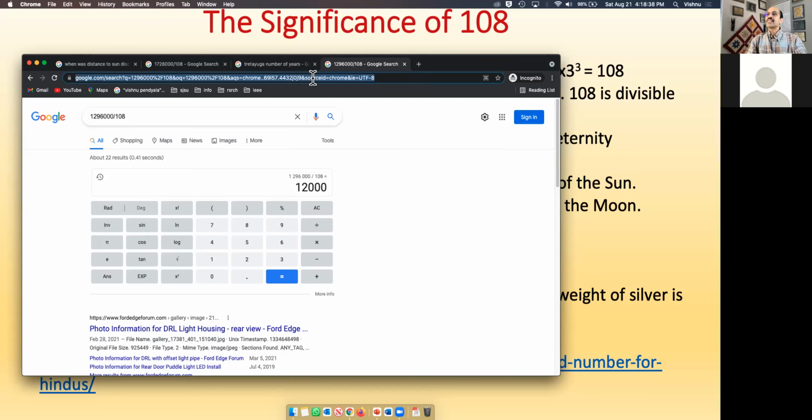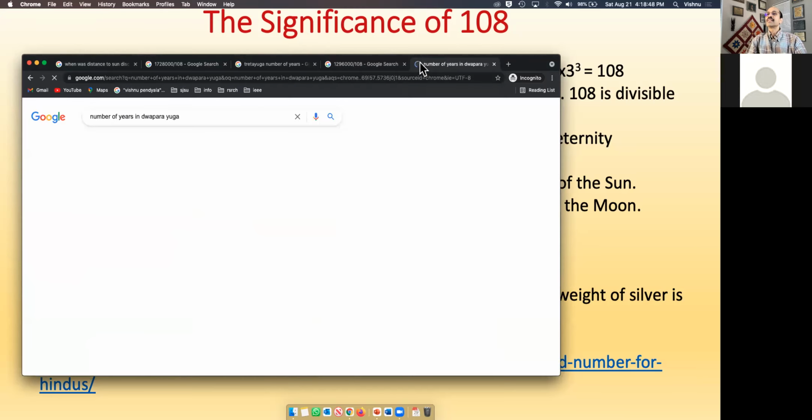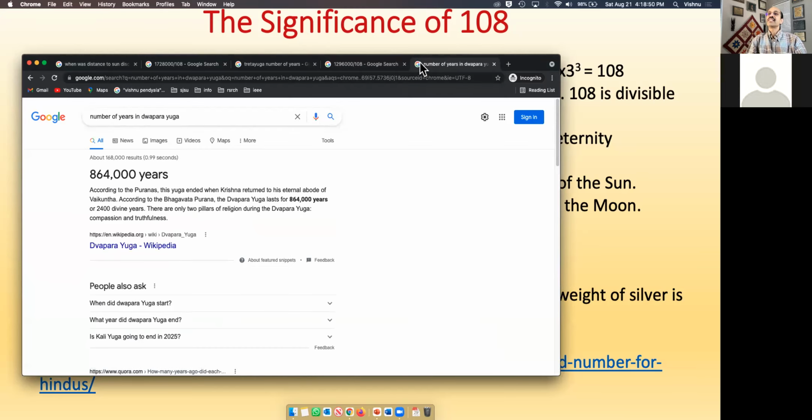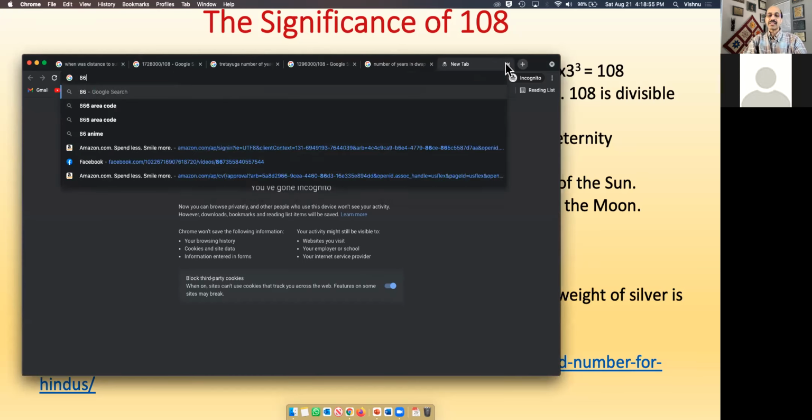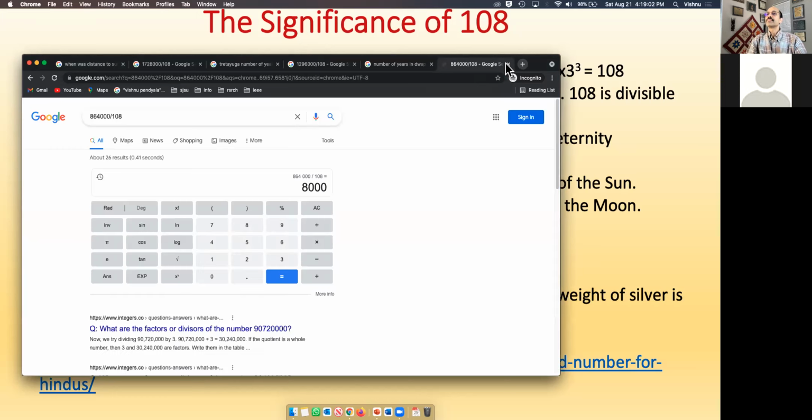Dwapara Yuga also, number of years in Dwapara Yuga: 864,000 years. 864 and 3 zeros divided by 108 is 8,000. It reduces by 4. Yeah. So you get the idea, right?